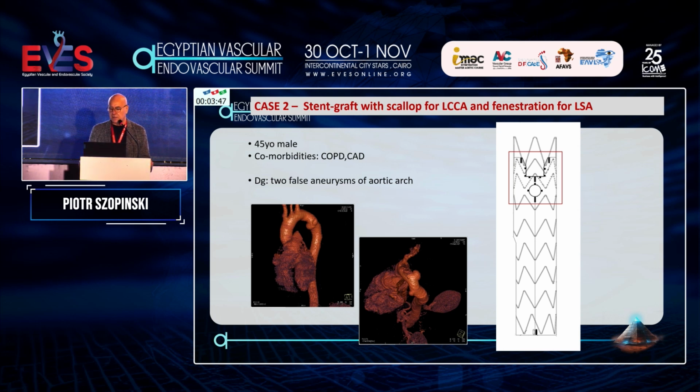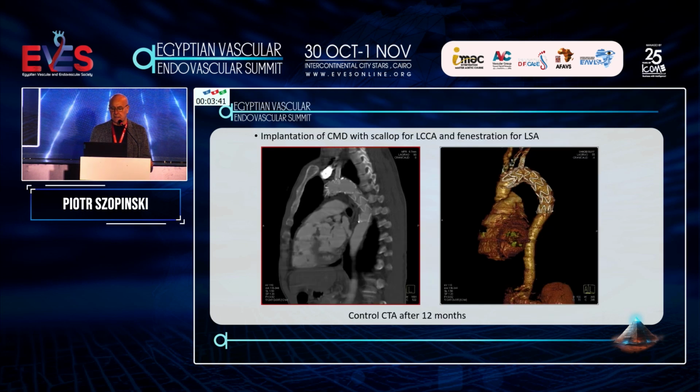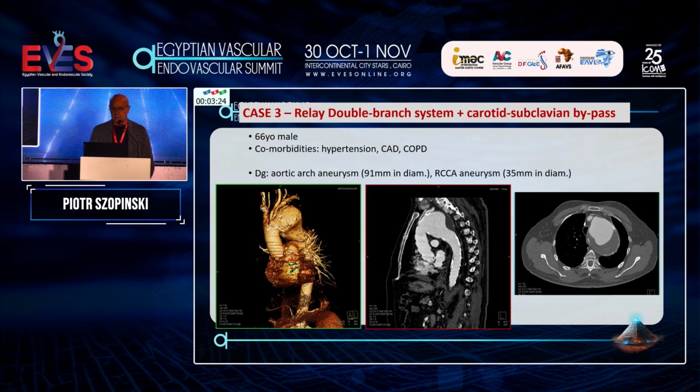And this is a little bit more complicated case, where we mixed both techniques, I mean the scallop and the fenestration. The fenestration, of course, for the LSA, because of the two false aneurysms existing in the aortic arch and in the beginning of the descending aorta. In this particular case, we finished the procedure by bringing a balloon-expandable stent through the LSA, just to prepare the patient for the future interventions that were needed.